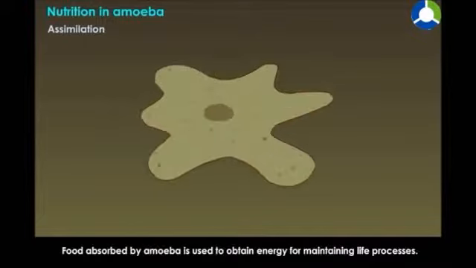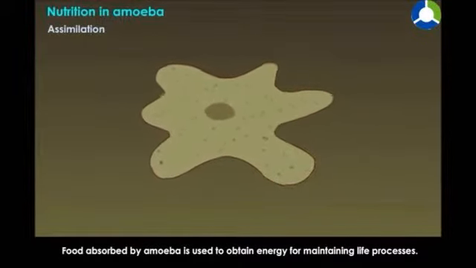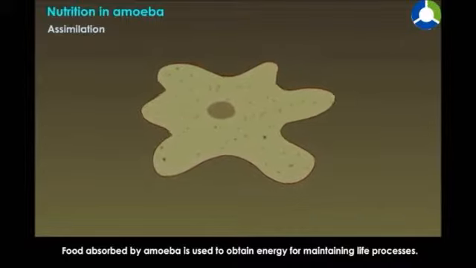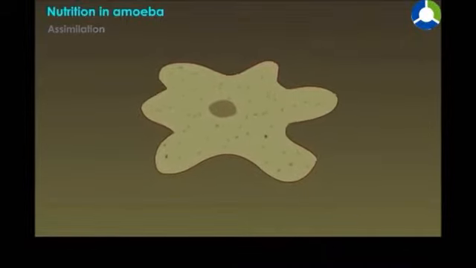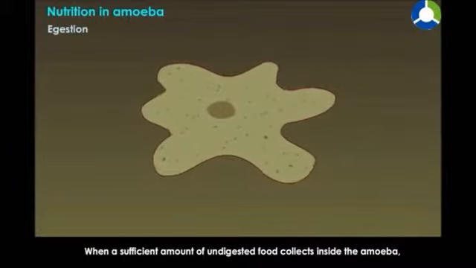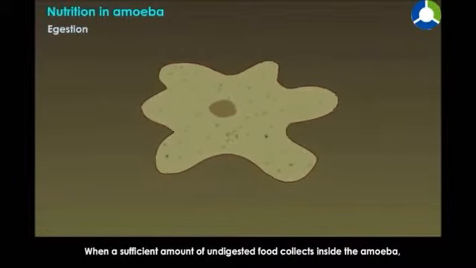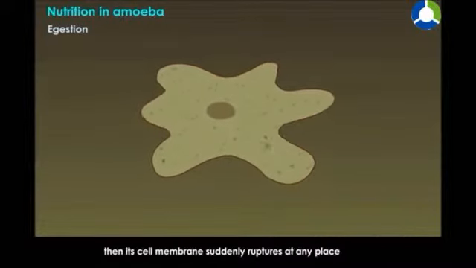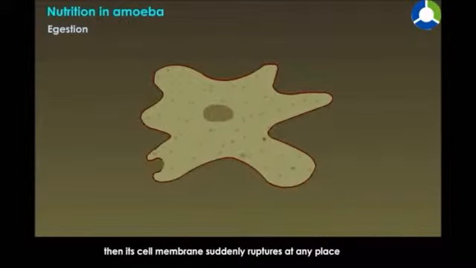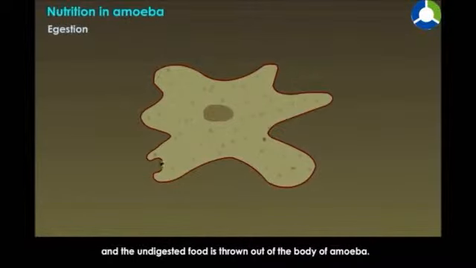Assimilation. Food absorbed by amoeba is used to obtain energy for maintaining life processes. And egestion. When a sufficient amount of undigested food collects inside the amoeba, then its cell membrane suddenly ruptures at any place and the undigested food is thrown out of the body of the amoeba.